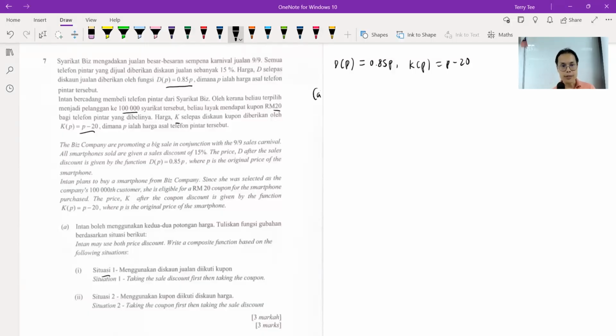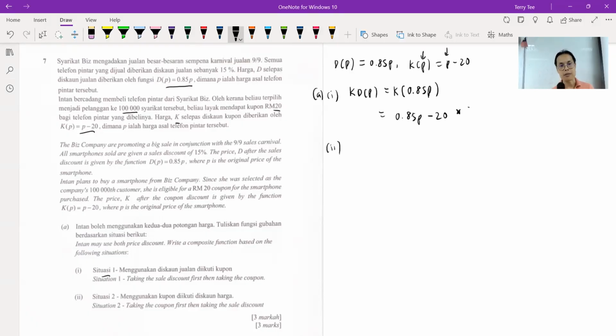So to write the composite function, we say K(D(P)). D happens first, followed by K, right? So K(D(P)) is now putting D inside your K. Put this inside first, 0.85P, then stick it inside here and here. So 0.85P minus 20. So the first one, that means you get the discount first, then you subtract the coupon.